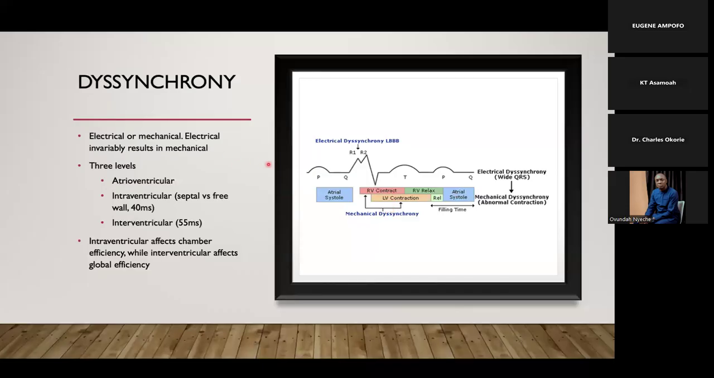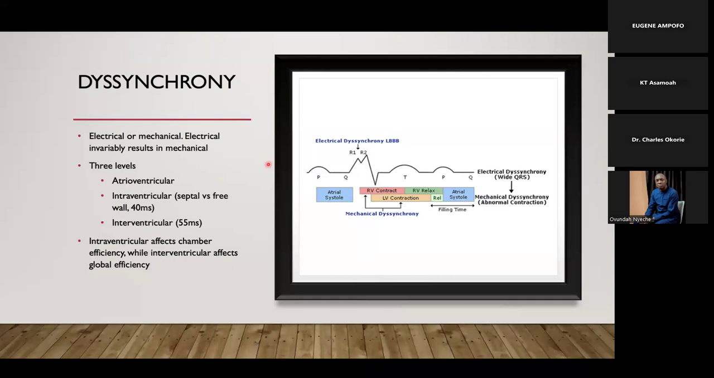Now, the desynchrony occurs at three levels. It can be between the atrium and the ventricle, which is atrioventricular desynchrony. It can be within the ventricle, that is intraventricular desynchrony. And with this, what happens is that you have contraction of the septal wall before the free wall.